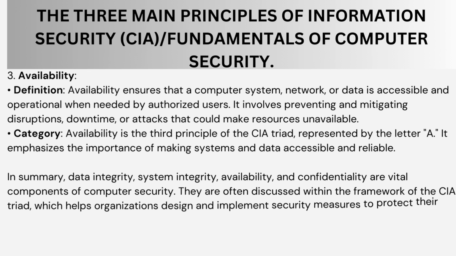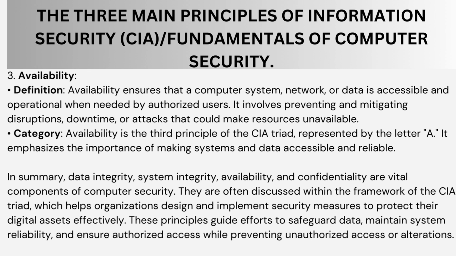Availability ensures that a computer system, network, or data is accessible and operational when needed by authorized users. It involves preventing and mitigating disruptions, downtime, or attacks that can make resources unavailable. Availability is the third principle of the CIA triad, represented by the letter A. It emphasizes the importance of making systems and data accessible and reliable.